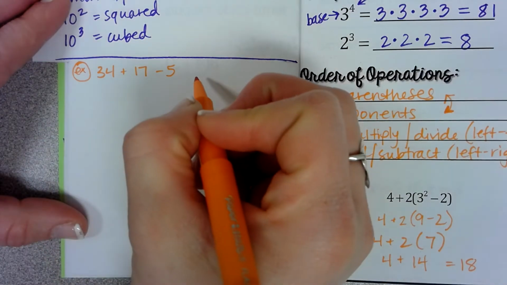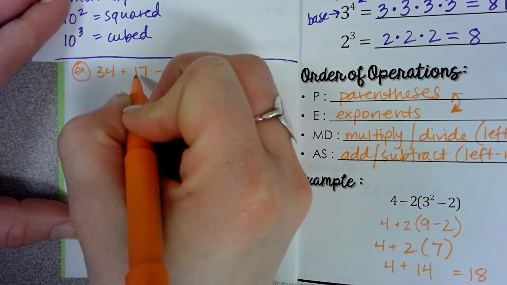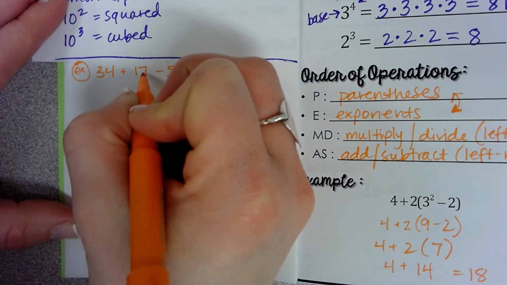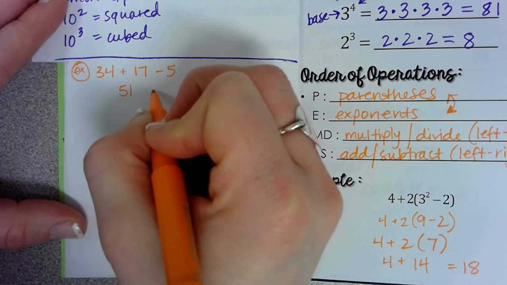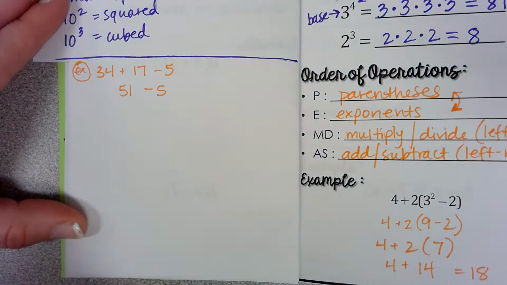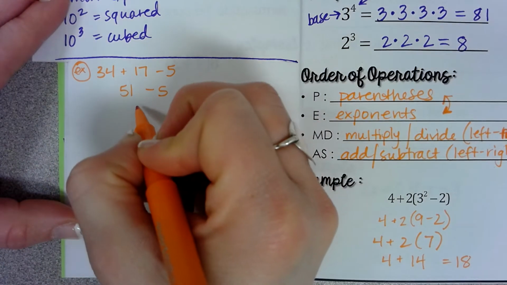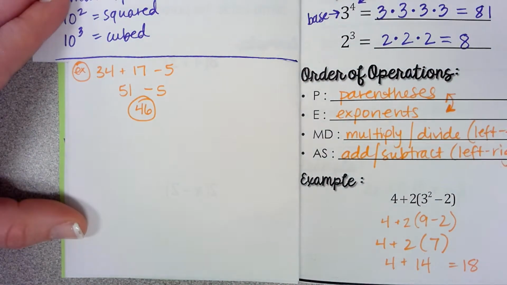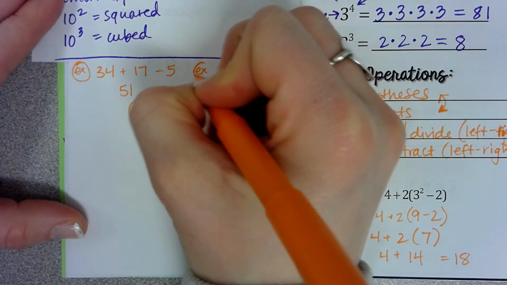So let's add 34 plus 17. I know 34 plus 10 is 44. 44 plus 7 is 51. And notice how I simplified that, and I'm going to rewrite the rest of the problem right underneath. I'm going to solve it one step at a time. 51 minus 5, 46 is my answer. Okay, let's do another one. That one was pretty easy.